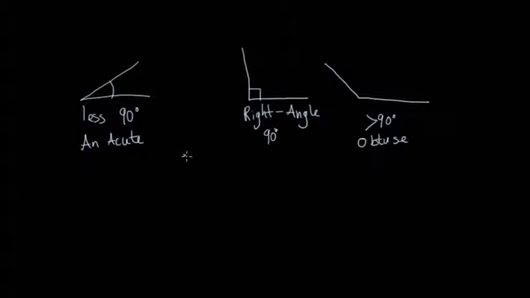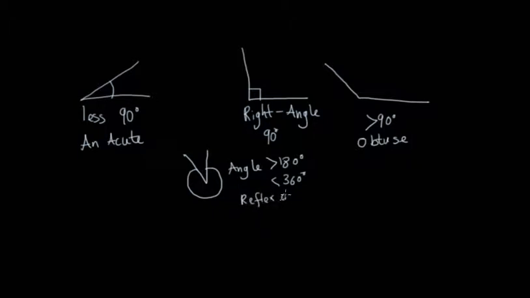And then if we're thinking about this part, an angle greater than 180 degrees but less than 360 degrees, we call that a reflex angle. It's good to memorise these terms. The acute, the right angled, which is probably the easiest, obtuse and reflex. Memorise these terms and what they mean.